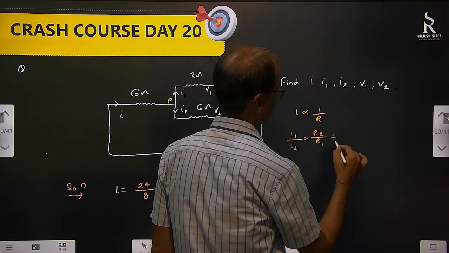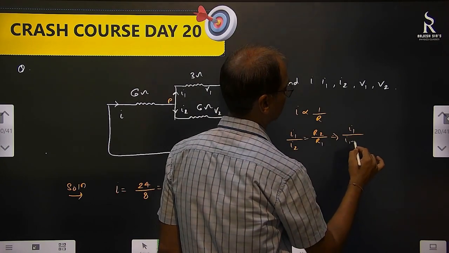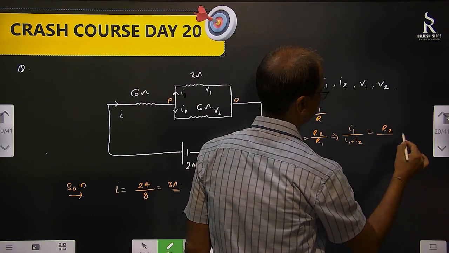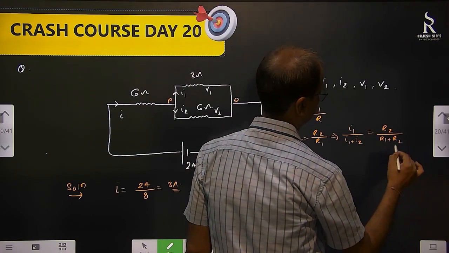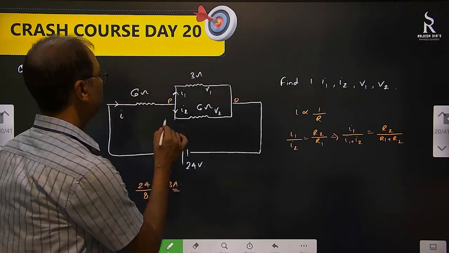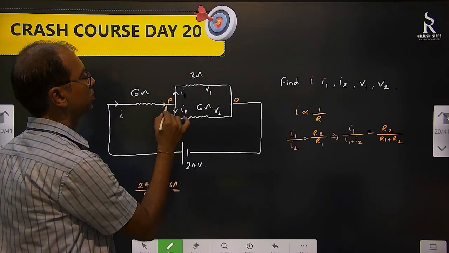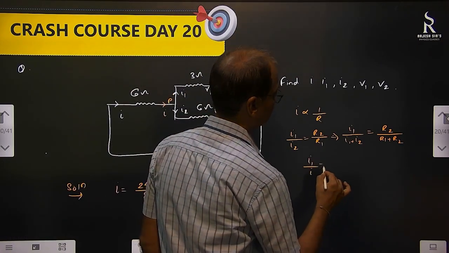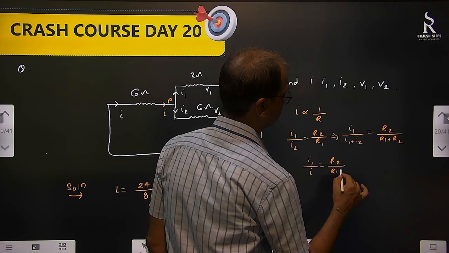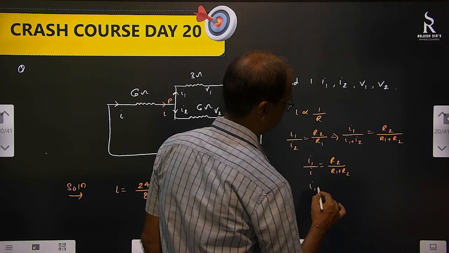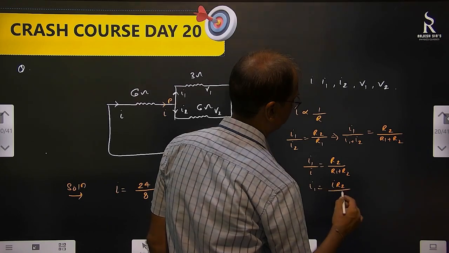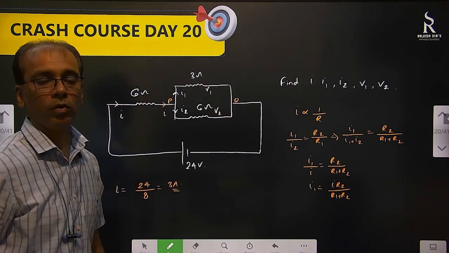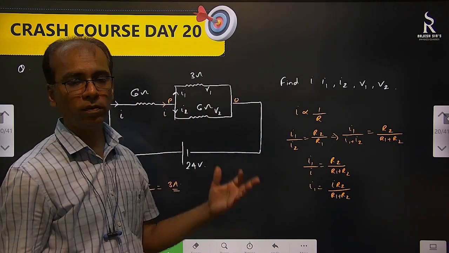That means I1 by I1 plus I2 must be equal to R2 by R1 plus R2. What is I1 plus I2? I only is getting converted into this I1, I2. So I1 by I is equal to R2 by R1 plus R2. That's all. I1 equal to I R2 by R1 plus R2. Simple. If you don't remember that formula, like this we can solve.